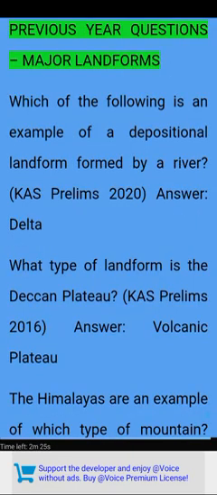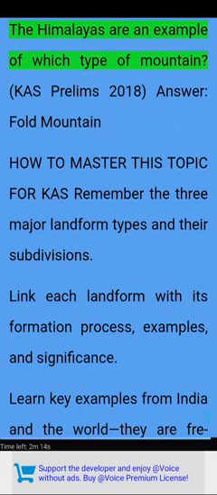Previous year questions. Major landforms. Which of the following is an example of a depositional landform formed by a river? CAS Prelims 2020. Answer: Delta. What type of landform is the Deccan Plateau? CAS Prelims 2016. Answer: Volcanic Plateau. The Himalayas are an example of which type of mountain? CAS Prelims 2018. Answer: Fold mountain.